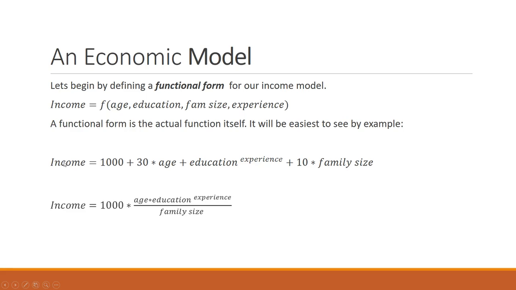So here's an example, like I said, a strange one. Income equals 1,000 plus 30 times age plus education to the power of experience plus 10 times family size. So if this was our true model, if this is really what determined income, then you could tell me your age, your education level, how much experience you have, and your family size, and then I would plug those values in, and it would give me your income.